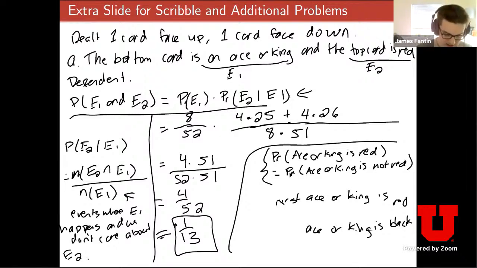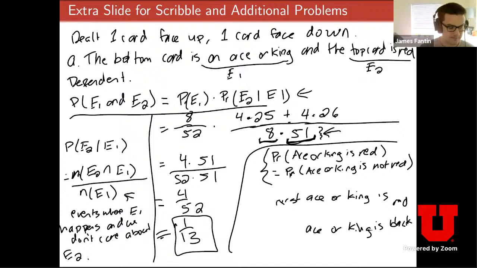So that's why here we have 8 times 51. 8 is the number of ways that the first draw could have been an ace or king, and there were 51 ways for us to draw the second card. So in this case, event E1 happens, and we don't really care whether event E2 happens, whether the next card is red. We're just including all of the possibilities in the sample space where event E1 occurs.